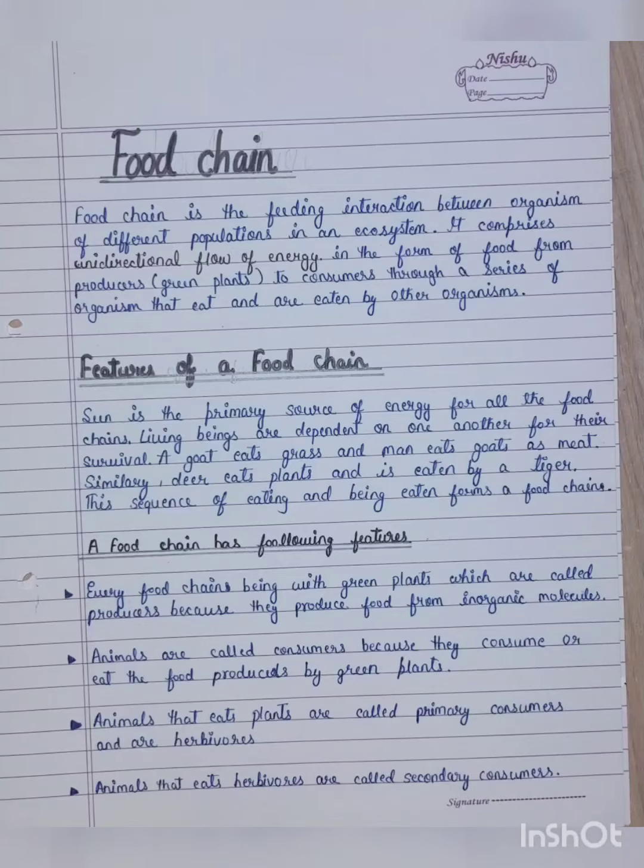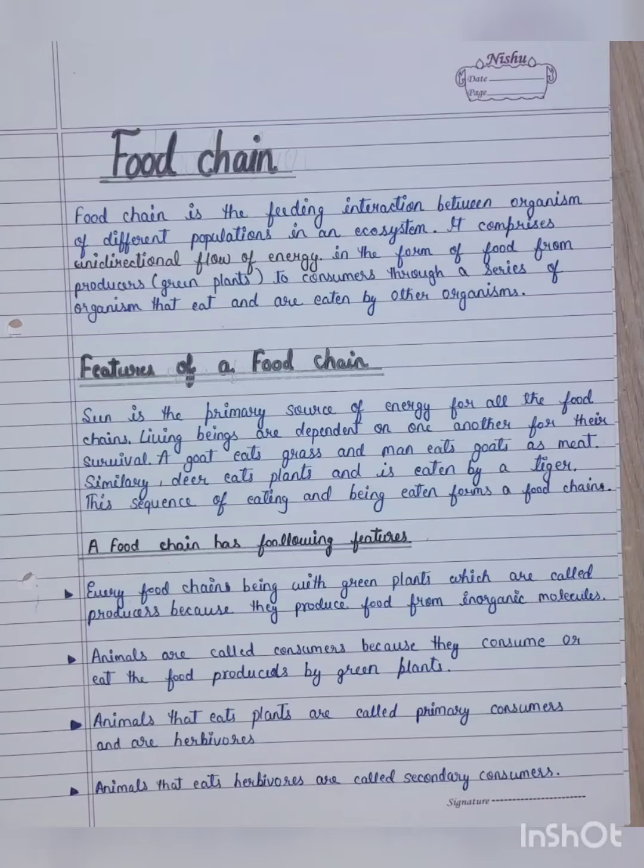Features of a food chain. The sun is the primary source of energy for all food chains. Living beings are dependent on one another for their survival. A goat eats grass and man eats goats as meat. Similarly, deer eat plants and are eaten by the tiger. This sequence of eating and being eaten forms a food chain.